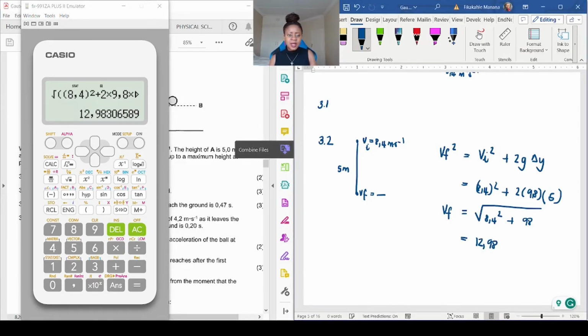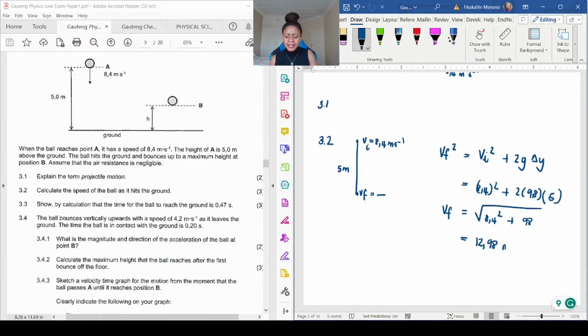12.98. Now, this is where after getting an answer, you critique it and ask yourself, does it make sense? Remember, if we started at 8.4, we're expecting our velocity at the ground to be at the maximum. It is increasing as you go down.